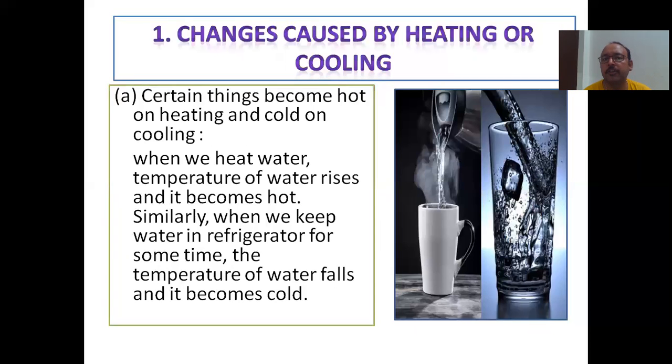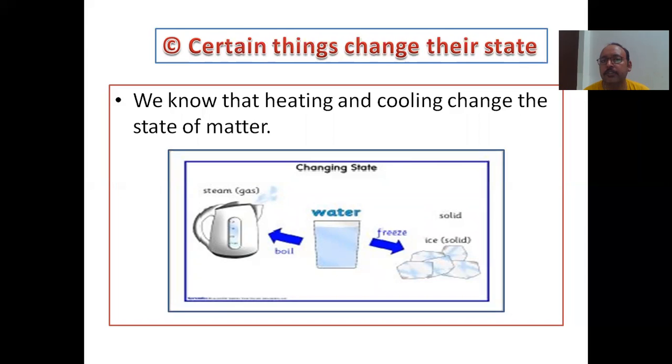In the first one, we discussed changes caused by heating or cooling, right? Now here we are discussing change of state. So formation of ice is a change of state by cooling, and formation of steam is a change by heating.